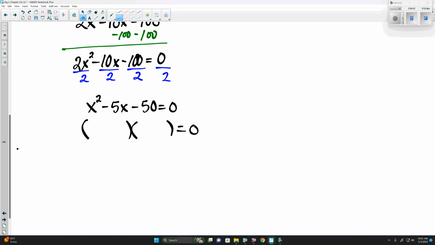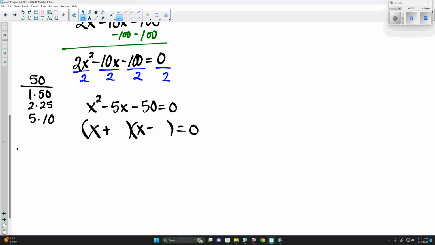Now we can factor. Since the third term is negative, our signs are opposite. One's going to be positive, one is going to be negative. Now we're going to look at the factors of x squared, which are x and x. That's the only set of factors. Now the factors of 50, we have a few more. We have 1 and 50. 2 and 25. Will 3 go into 50? No. How about 4? No. Next one would be 5 and 10. 6 doesn't work, 7 doesn't work, and we're pretty much done.